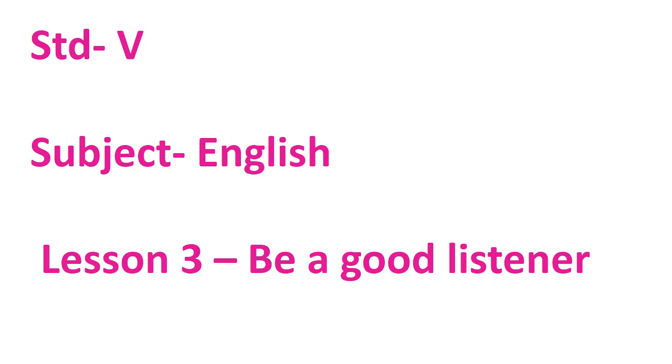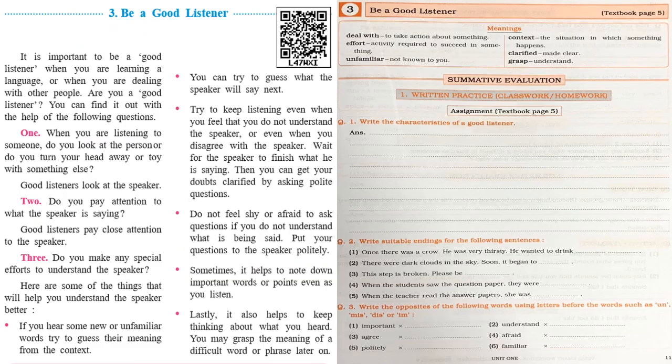Standard 5th, Subject English, Lesson number 3, Be a Good Listener. Students, picture towards your left hand side. So that is lesson number 3, Be a Good Listener, on page number 5 of your English textbook. And the right hand side, the picture you can see is your workbook. This lesson is on page number 11 of your English workbook.